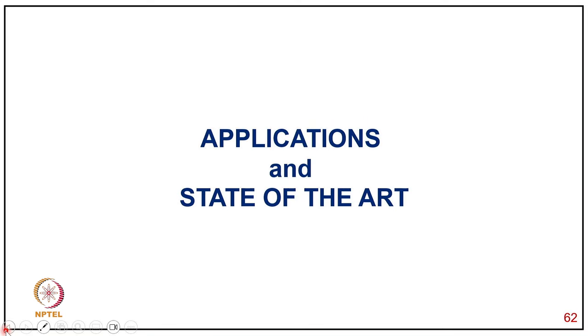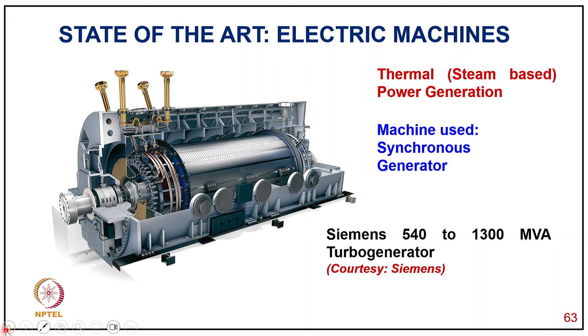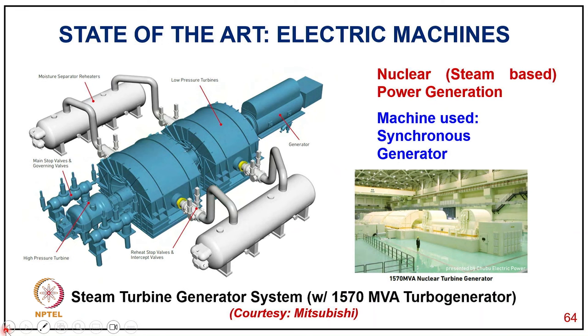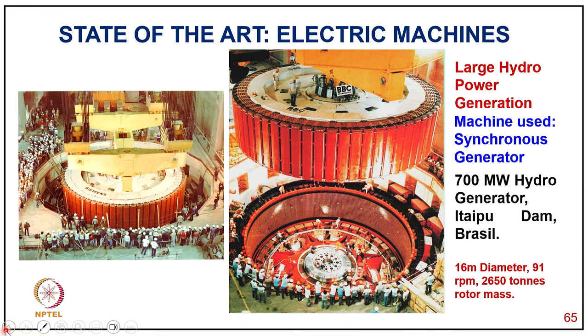Now coming to the application part of the electrical machines, starting from generator applications, we talk about the thermal power station or steam-based power stations, where we use the synchronous generator. Here you find machines such as a turbo generator manufactured by Siemens, especially from 540 to 1300 MVA, even stretching to more than 1 gigawatt. Then you have another steam generator, a turbo generator manufactured by Mitsubishi, then for nuclear power, and then you have a large hydropower generator, a 700 megawatt hydro generator, which we call a water wheel generator. Normally you can see a 16 meter diameter and only 91 rpm, very low speed.